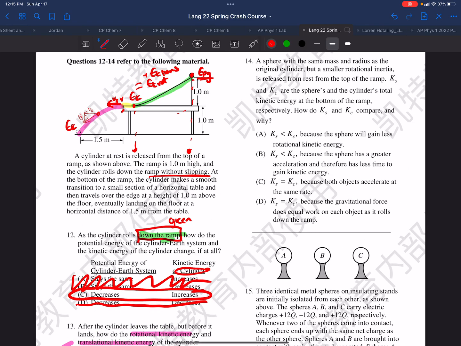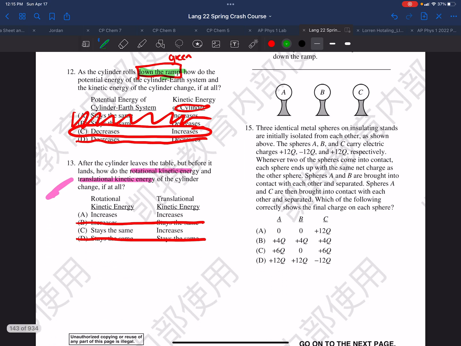Now, for the rotational kinetic energy to change, the rotational kinetic energy is 1/2 I omega squared. The I, the moment of inertia, will remain the same. The question is, will omega change? For omega to change, for there to be a delta omega, there must be an alpha. Alpha is a rotational acceleration, which is delta omega over delta t.